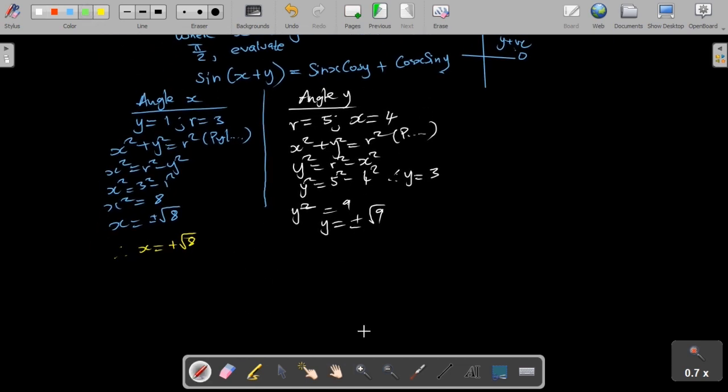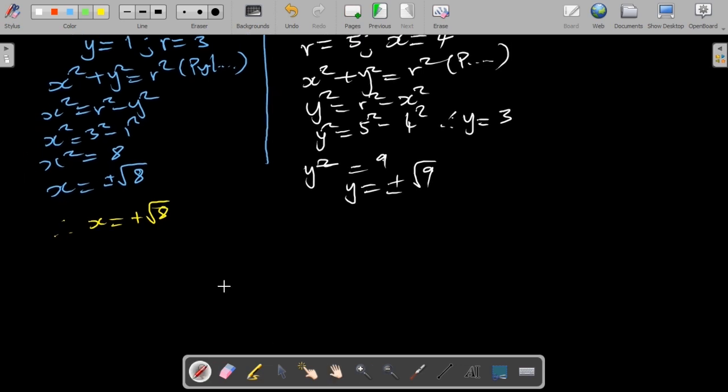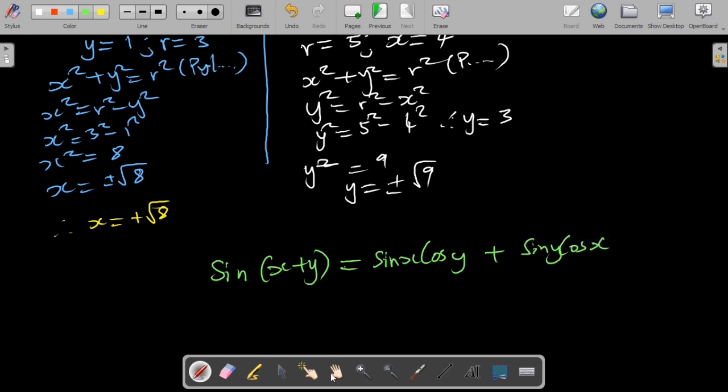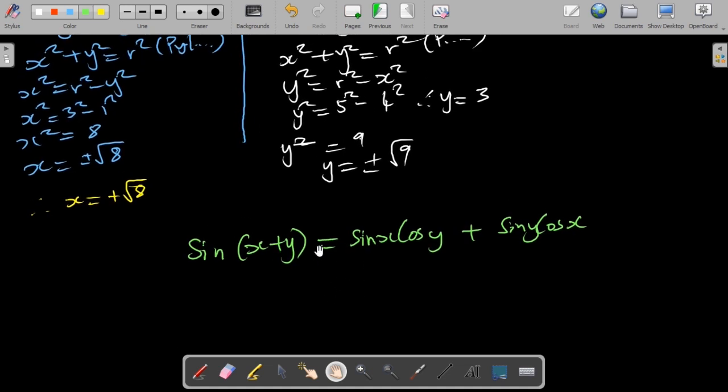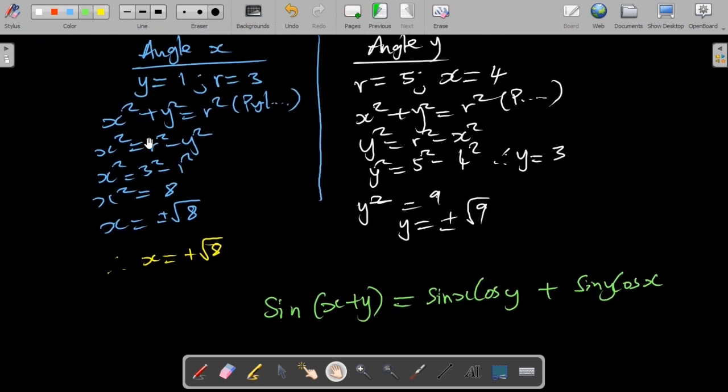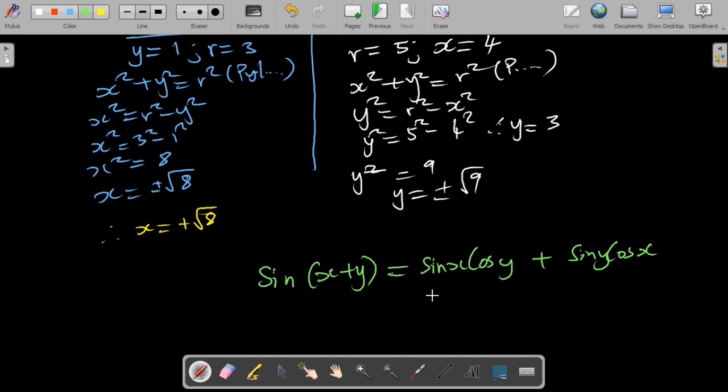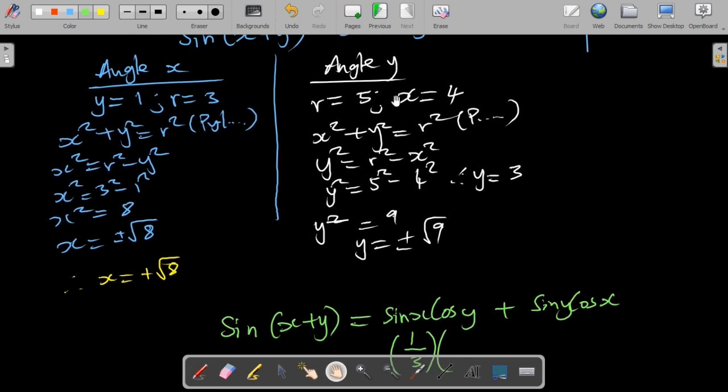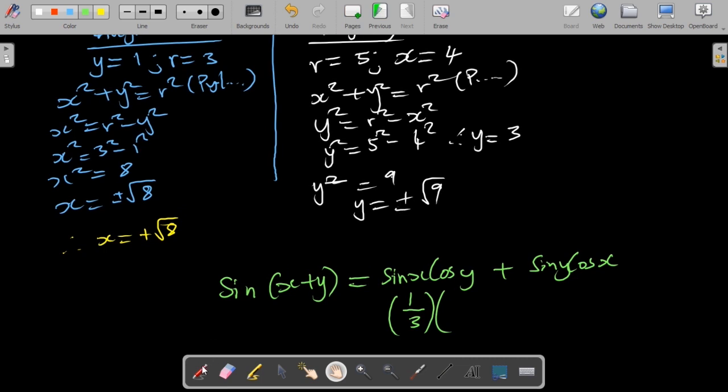So let me just write it down here so that we can continue here. So we want to evaluate sine of x plus y, and we know that sine of x plus y is sine x cosine of y plus sine of y cosine of x. All right. So sine of x will use the coordinates which are related to the angle x, and sine is y/r. So the y that corresponds to x is 1 and the r is 3. Then cosine of y will use the coordinates that correspond to the angle y, and cosine is x/r.